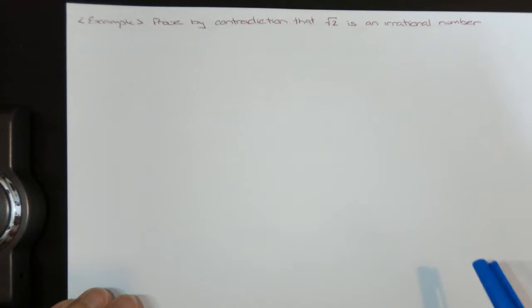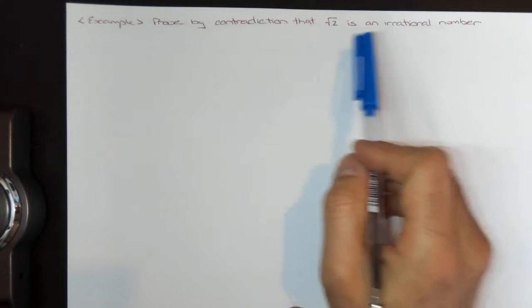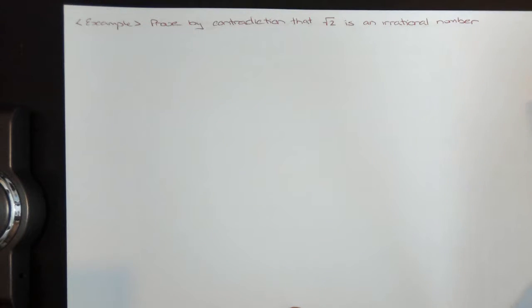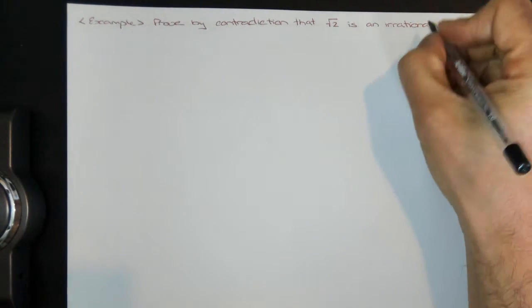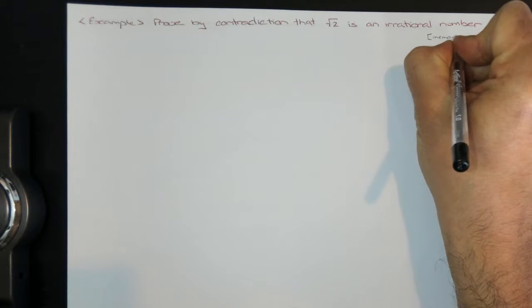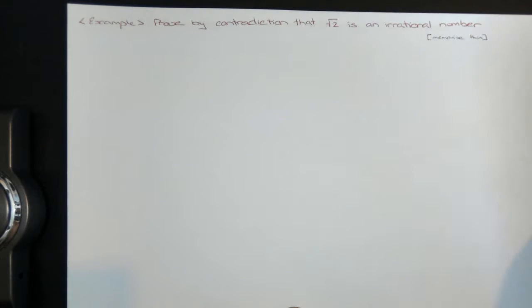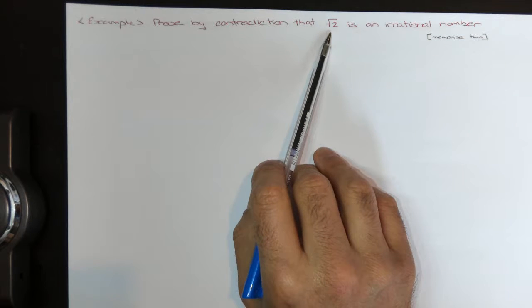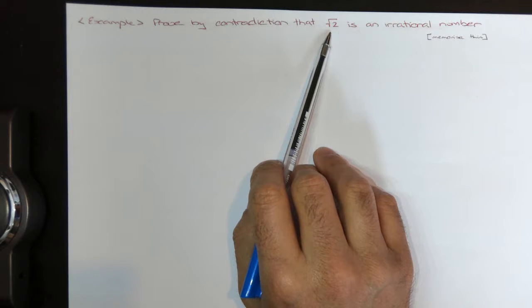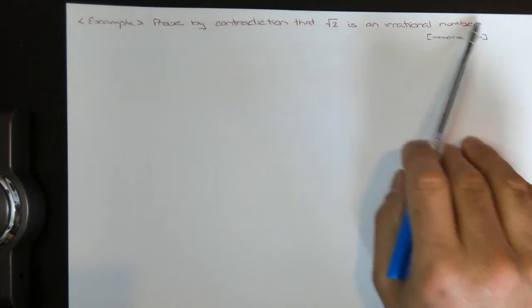One of the common proofs by contradiction is that square root 2 is an irrational number. So I would, where possible, memorize this, or memorize the steps, okay? So the first part of a contradiction is assume the direct opposite of this.